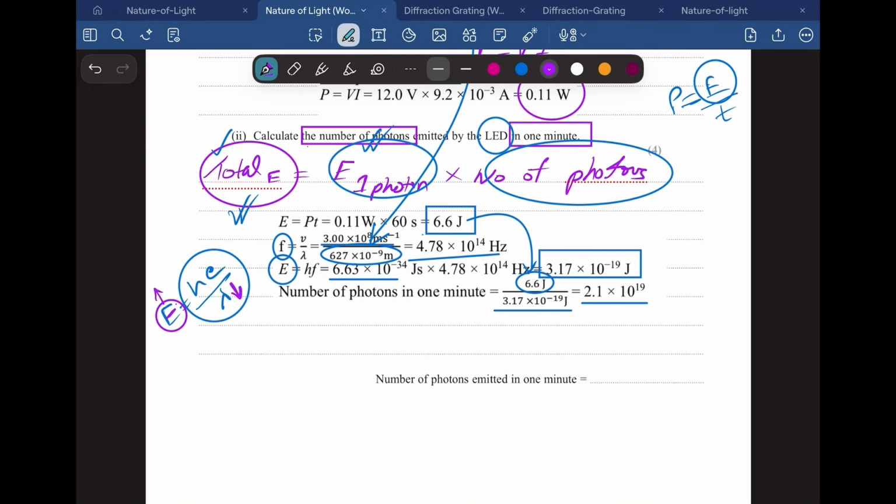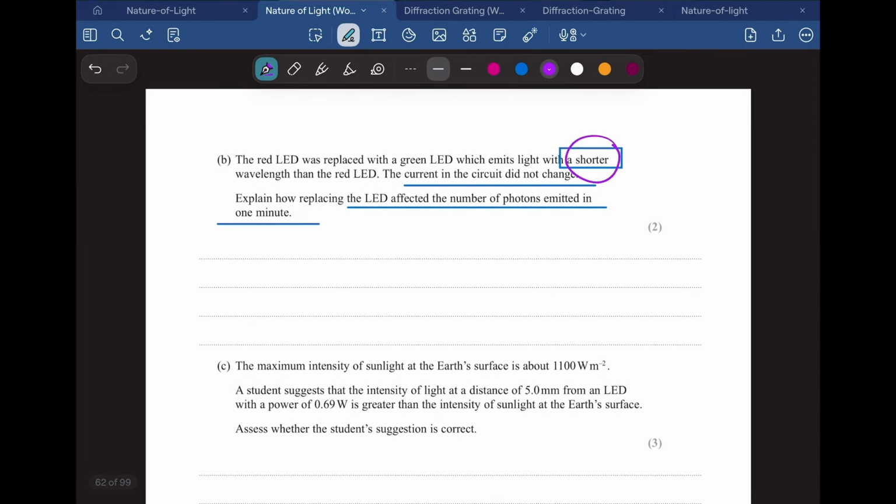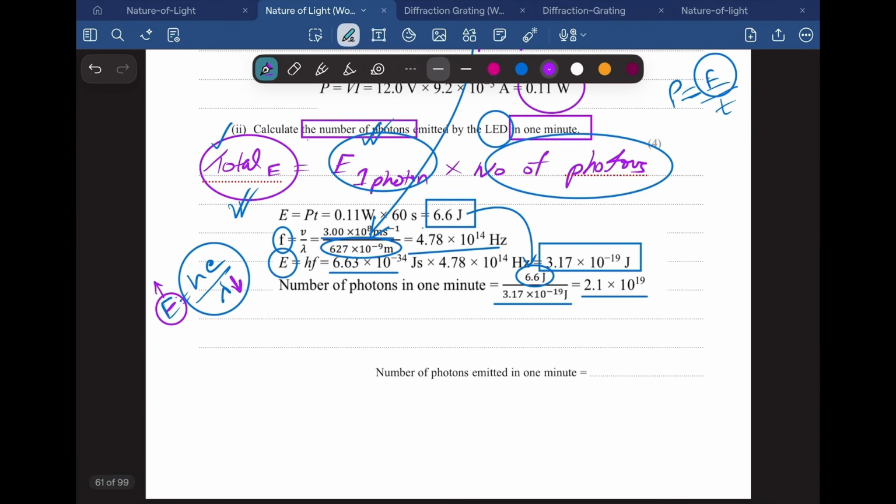The green LED has a shorter wavelength. I mean, the green LED is emitting light with shorter wavelengths. So what does that mean? The photons from that light have shorter wavelengths. That means the photons from that light have greater energy. So each photon has greater energy.